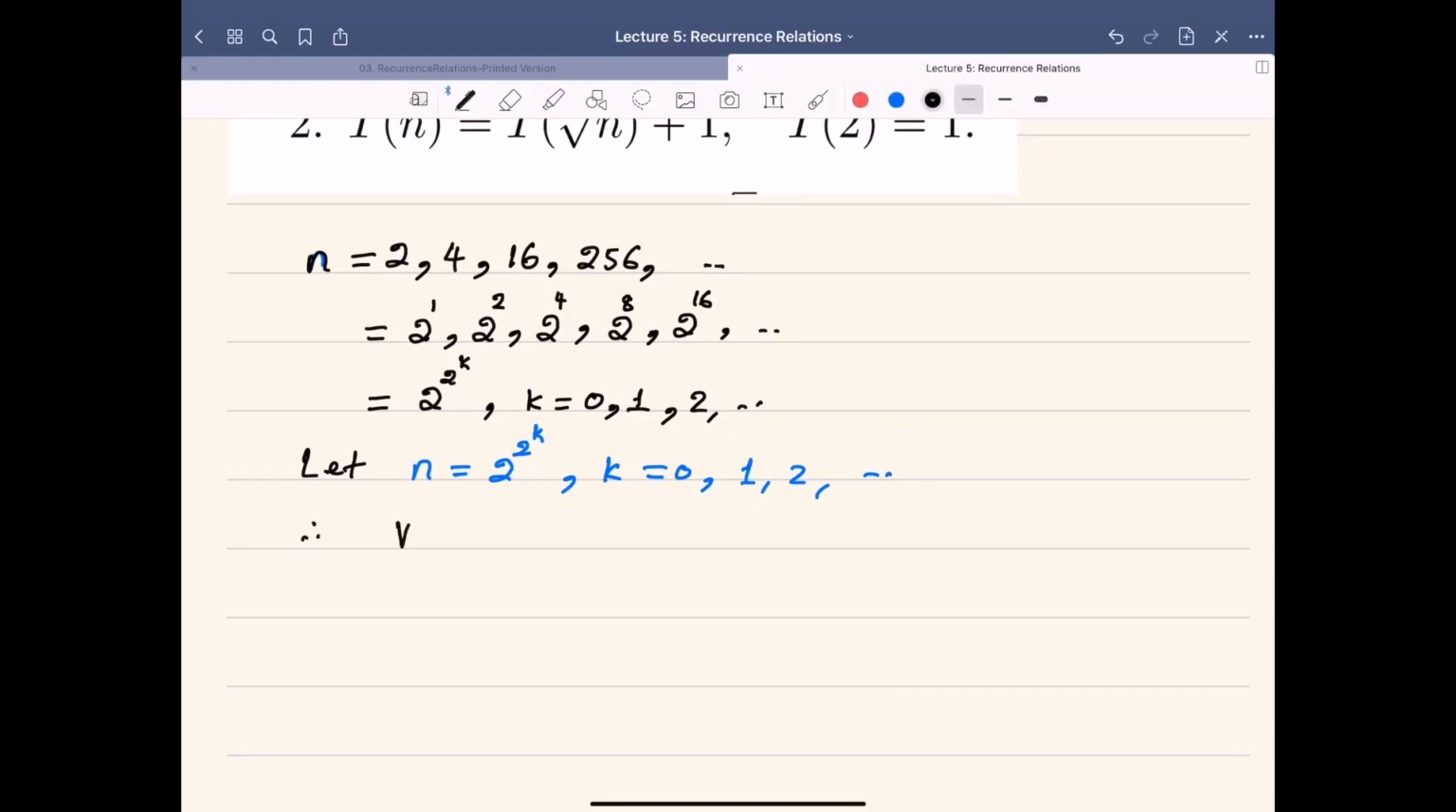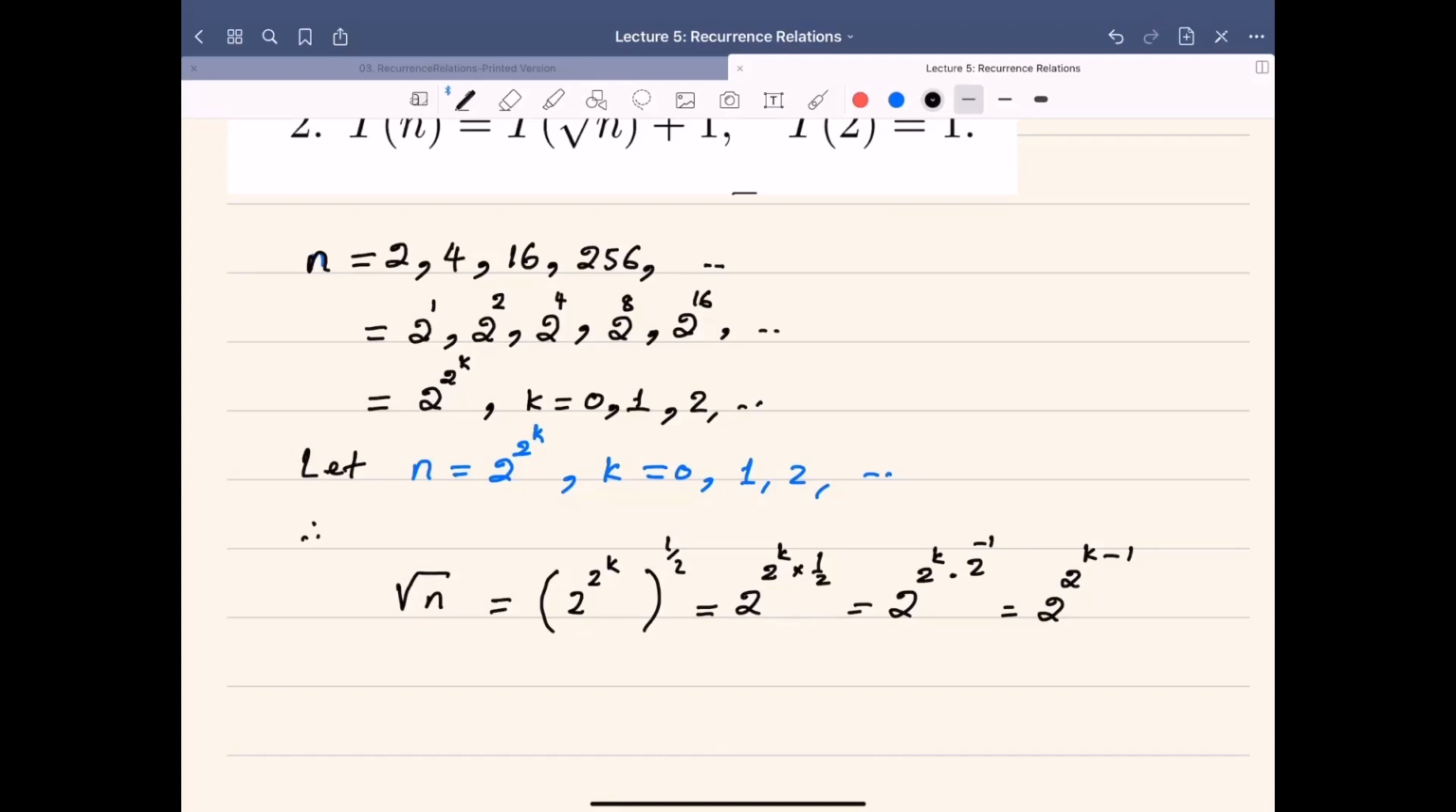Then the square root of n, maybe I need more space because we will have a big power, is equal to 2 to the power 2 to the power k, all to the power 1 over 2. Now multiply 1 over 2 by 2 to the power k. This will be equal to 2 to the power 2 to the power k multiplied by half. And you know that half is in fact 2 to the power minus 1. So we will have 2 raised to power 2 to the power k minus 1. We add the powers.